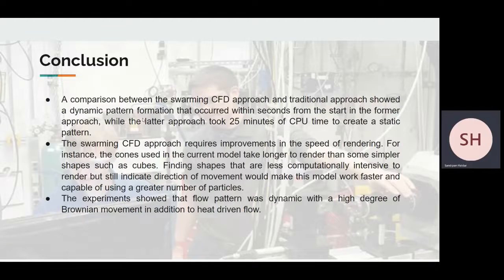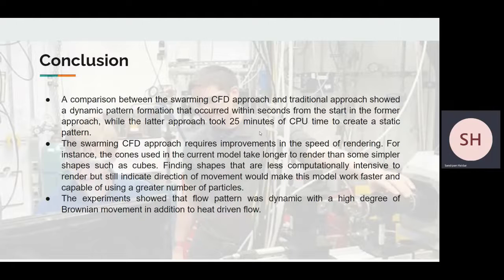Now coming to the conclusion. Here we have shown an initial research into the modeling of CFD with swarm behavior. Clear and near-static flow pattern formation was expected before the simulation experiments were conducted. However, the experiment showed that the flow pattern was dynamic with a high degree of Brownian movement in addition to the heat-driven flow. A comparison between the swarming CFD and the traditional approach showed the formation of a dynamic pattern within seconds from the start in the case of the swarming CFD, whereas the traditional CFD took 25 minutes of CPU time to create a static pattern.